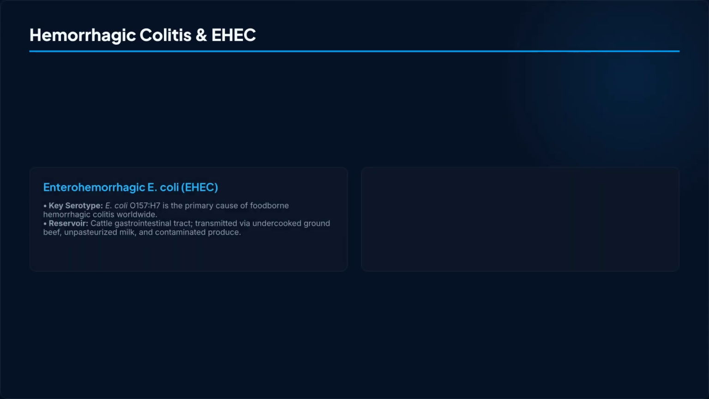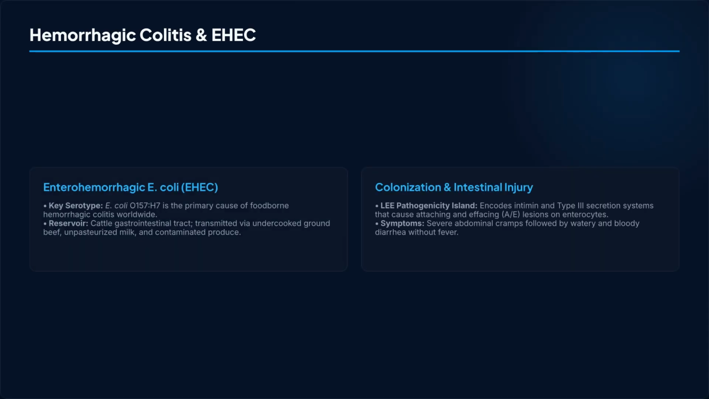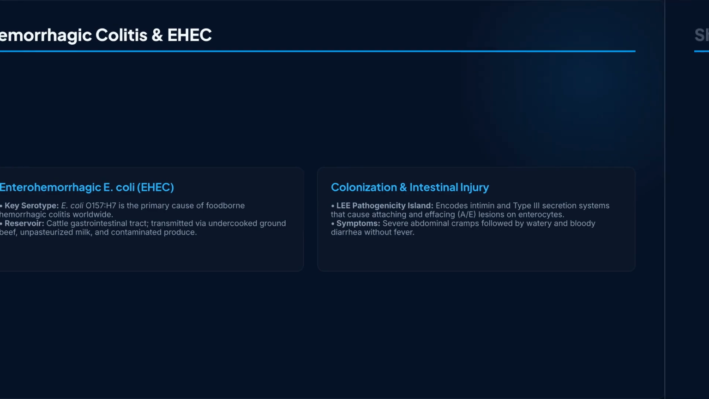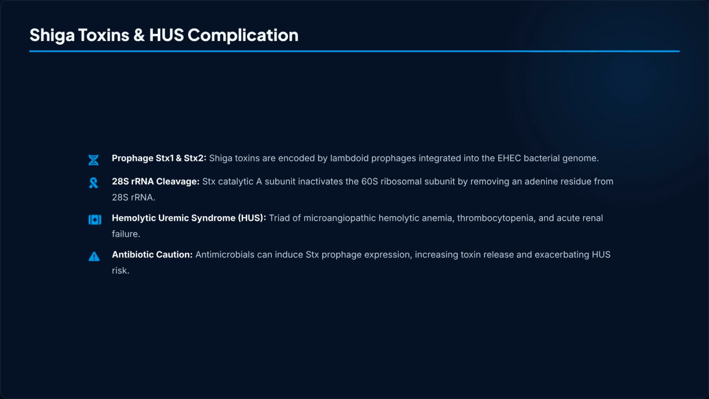Enterohemorrhagic E. coli, or EHEC, is a major cause of hemorrhagic colitis. Its primary reservoir is the cattle gastrointestinal tract, and it causes intestinal injury through specific pathogenicity islands that create attaching and effacing lesions. A serious complication of EHEC infection is hemolytic uremic syndrome, caused by Shiga toxins that cleave 28S rRNA. Clinicians must exercise caution with antibiotics, as they can induce prophage expression and increase the risk of this syndrome.